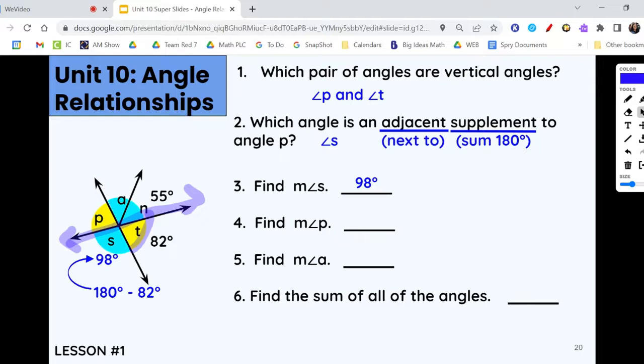Well, I don't need to do any math for this one because we said P and T are vertical angles. So if T is 82 degrees, angle P has to be 82 degrees. Go ahead and write that right in there. 82 degrees.